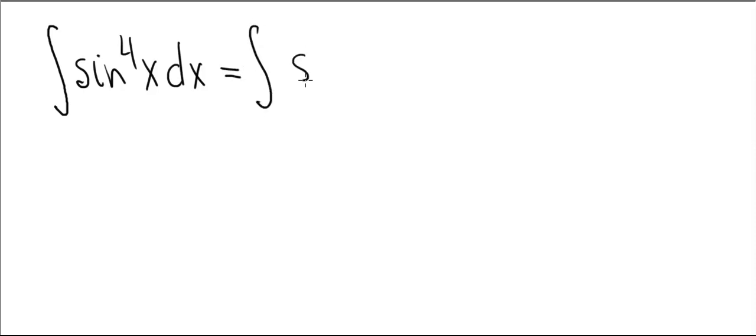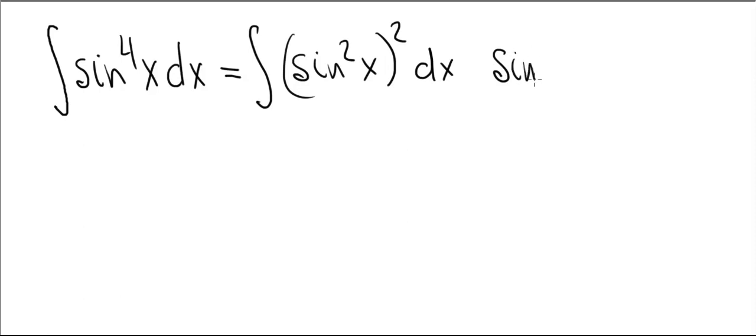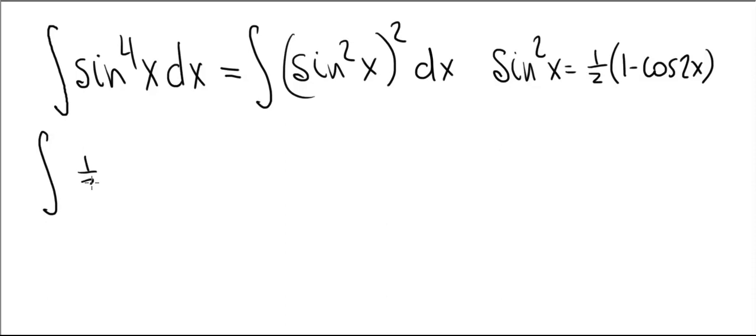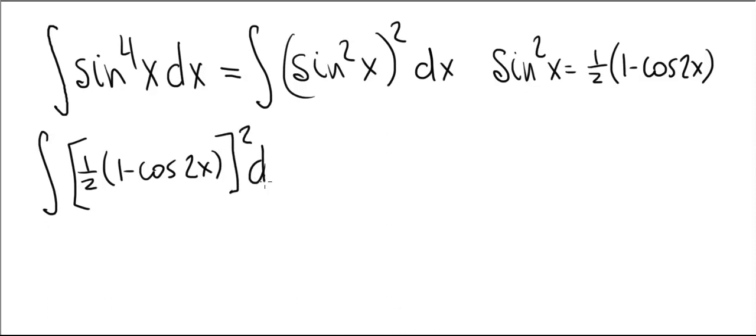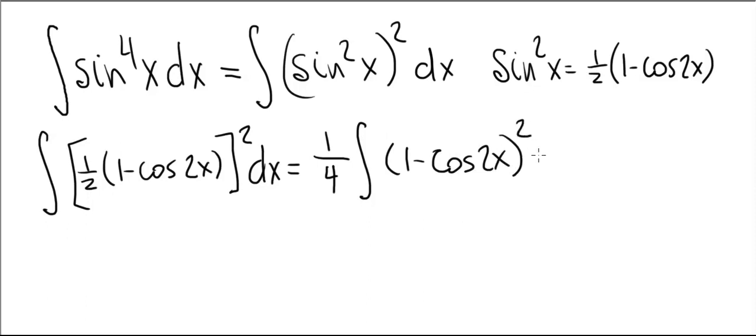We have to rewrite this as sine squared of x squared, and then use the identity sine squared x equals 1/2 times 1 minus cosine of 2x. So here's what the integral becomes: 1/2, 1 minus cosine of 2x, whole thing squared. Squaring 1/2, we have 1/4. We can put it in front of the integral. And then we have 1 minus cosine of 2x squared.